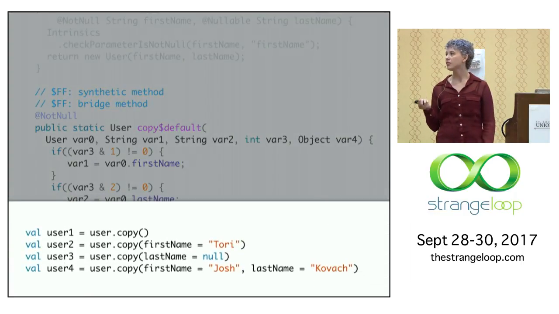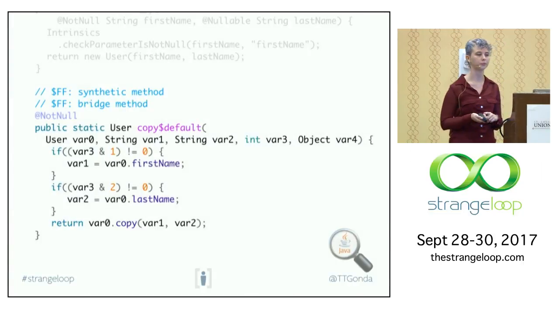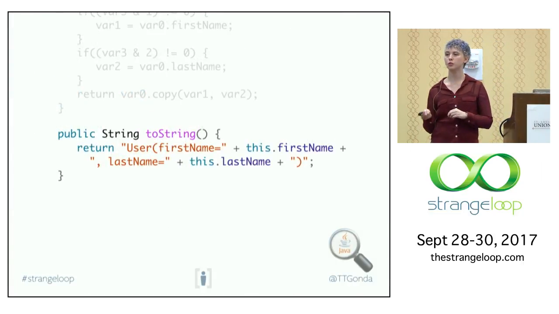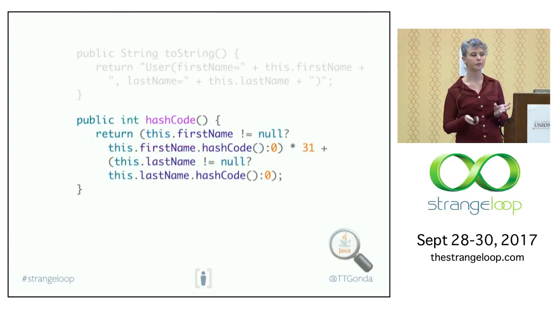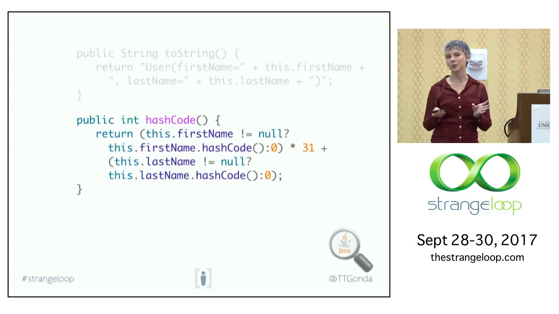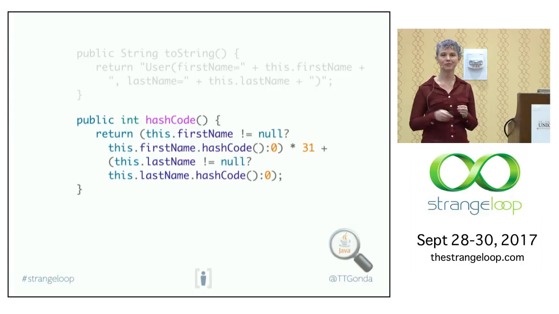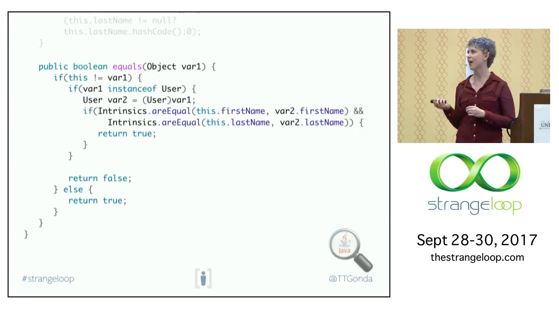So that means we get all of these options for copy. Make an exact copy, change one of the attributes, change both of the attributes. We also get a toString that clearly includes all of the properties. It's very simple and helpful. And then we have hash code. How it calculates it is less interesting. That it gets it right is what I'm interested in. I don't want to have to worry about hash code. And with this, I don't have to. And then we don't have to worry about equals either. We get that for free.